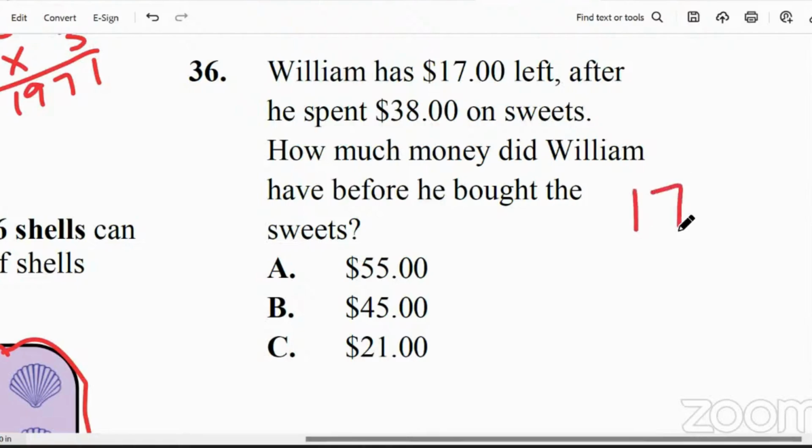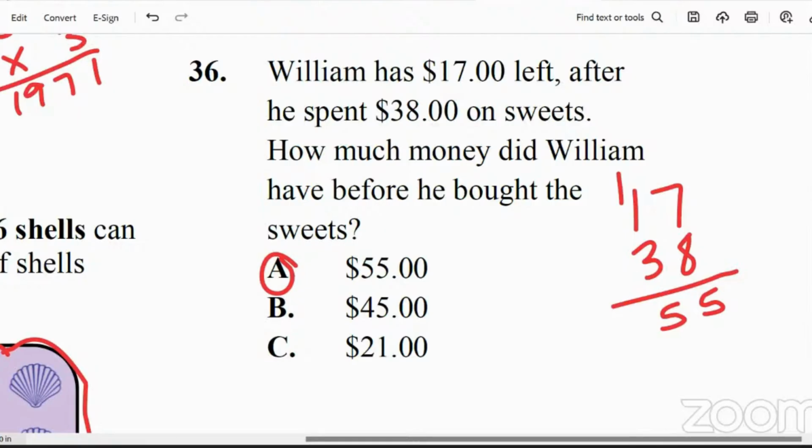So the 17 plus 38, 8 and 7, that's 15. 1 and 1, that's 2, plus 3, that's 5. So the answer is A, $55. So he had $55. He spent 38, and that left him with 17.